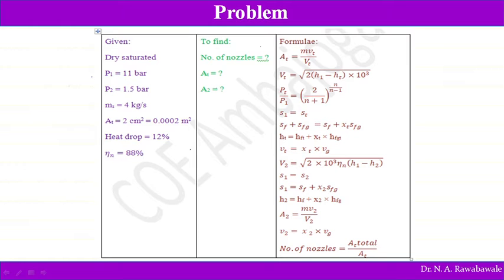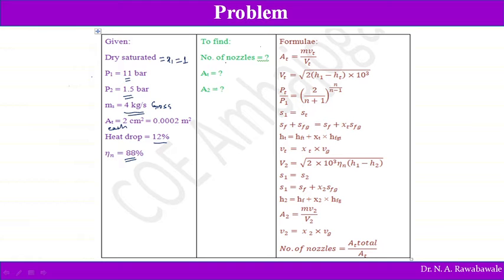Now the given data we are going to collect in a table. Steam is dry saturated, so the dryness fraction at point 1, x1, is equal to 1. The pressure at the initial condition is 11 bar, and the exit pressure is 1.5 bar. The mass flow rate of steam is 4 kg per second; this is the gross, that is total, mass flow rate. Area at throat is 2 centimeter square, which is the area of each nozzle. The heat drop is 12%, which is indirectly a nozzle efficiency of 88%.